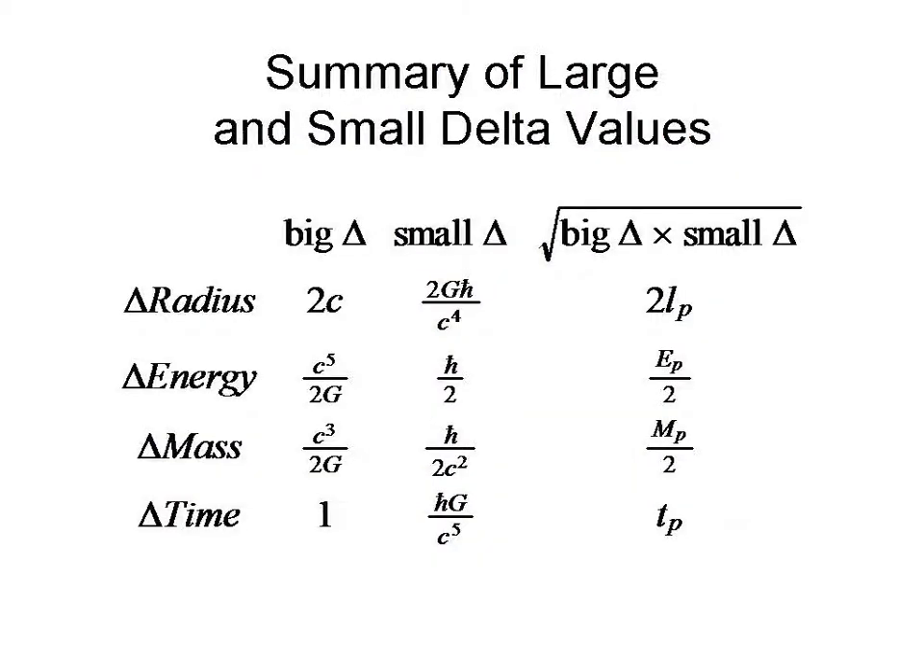This table is a summary of the large and small delta values. This column is our large delta values. This is the column for our small delta values. We have delta radius, delta energy, delta mass, and delta time. We plugged in the values that we've already calculated here. Some of them were calculated earlier. And this column over here represents the initial values, the geometric means of the expansion.